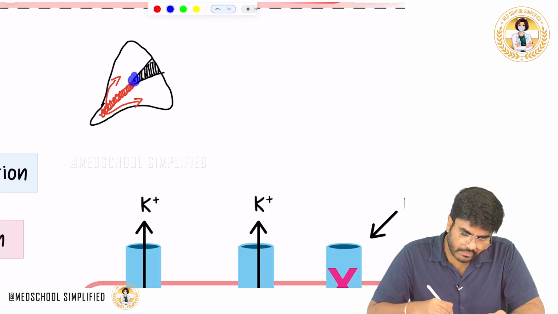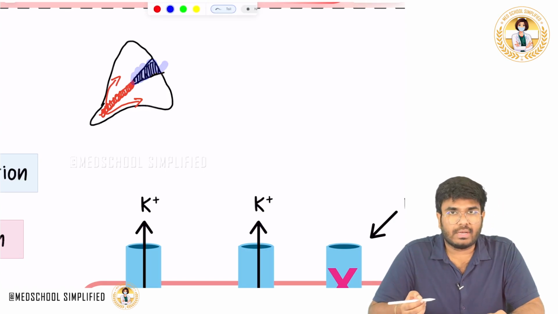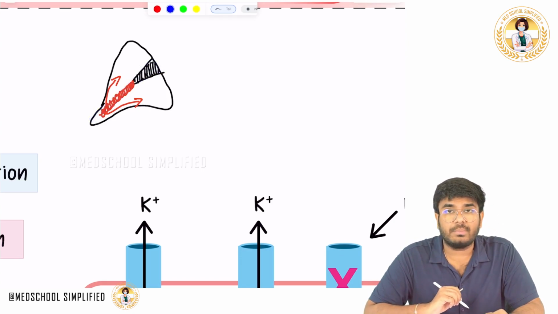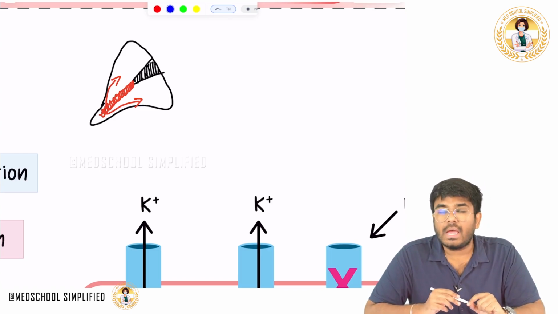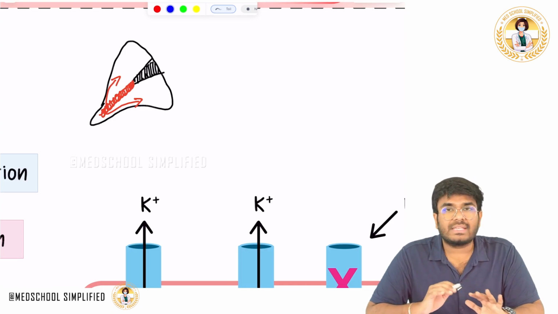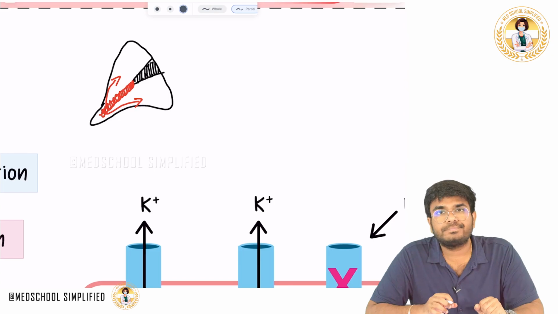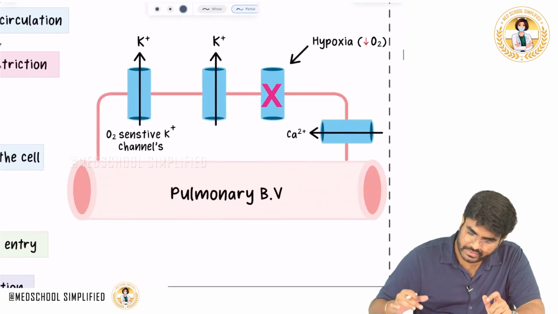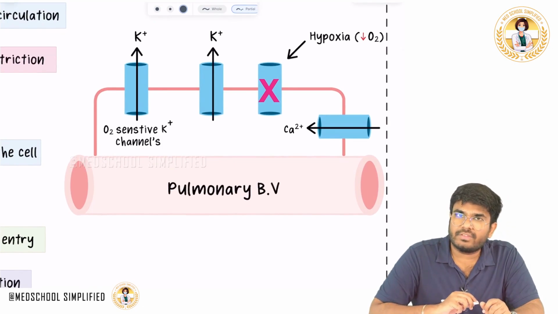So whenever there is hypoxia in your lungs, the pulmonary vasculature will undergo vasoconstriction, but the systemic vasculature will undergo vasodilation due to hypoxia. Now what they will ask in your exam is, how will this occur? Whenever there is hypoxia, how does your pulmonary circulation undergo vasoconstriction? Now look at this. Let's say here is a pulmonary blood vessel.